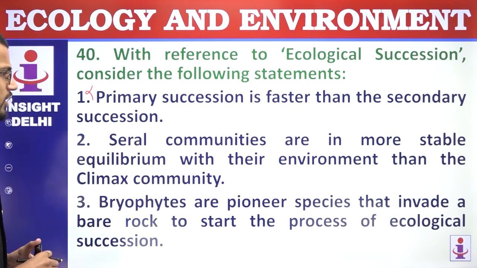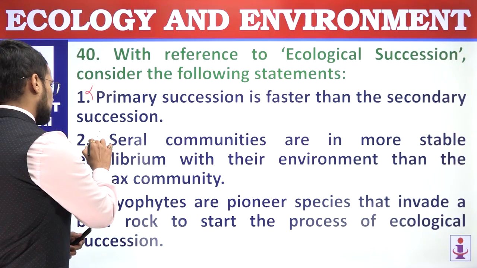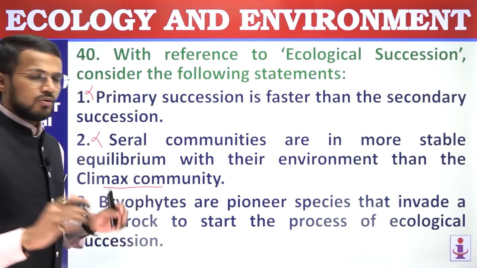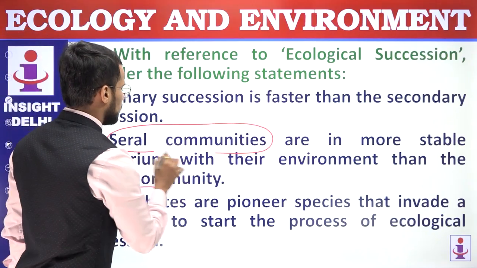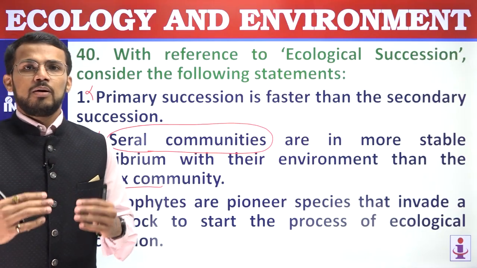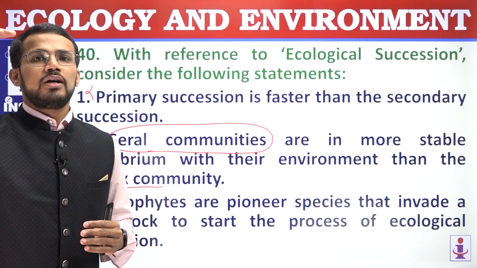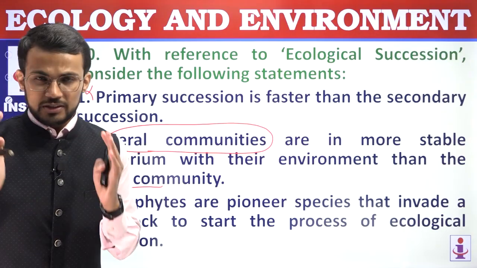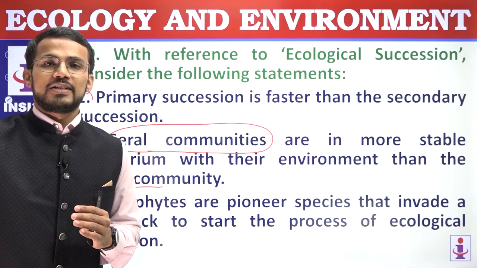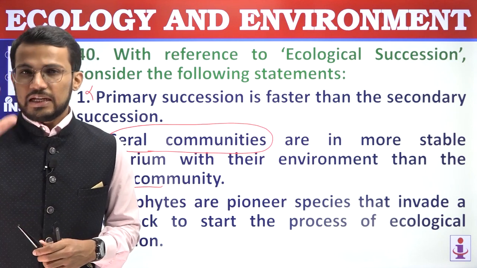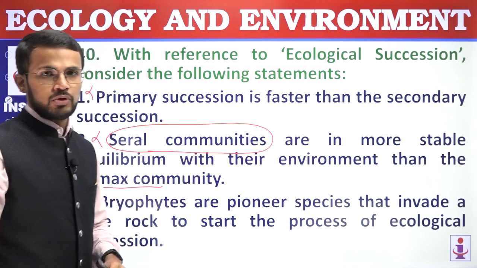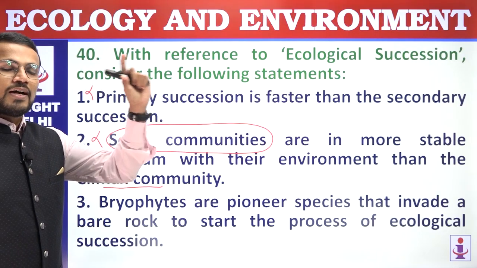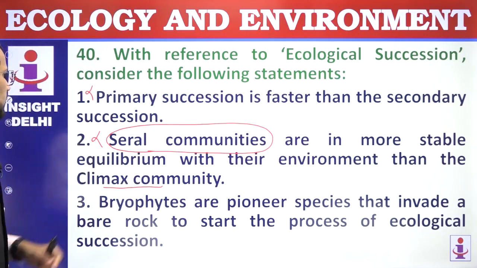Second, seral communities are in more stable equilibrium with their environment than climax communities. Again, incorrect, because it is the climax community where we can see a certain kind of stability, not in seral communities. Seral communities are those communities that occur between the stages of ecological succession. That means a final stage has not been reached. Intermediate stages are seral communities. The final stage is the climax community, and that's why stability will be there in the final community. Second statement is incorrect.